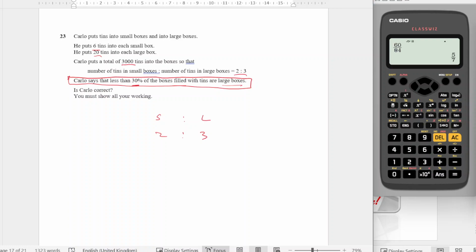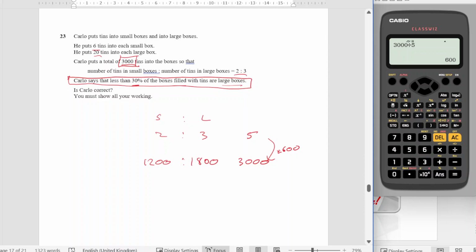Okay, so we've got a total of 5 parts. We want to split all of this into those 5 parts. So 3,000 divided by 5 equals 600. So we times them by 600. That means that we've got 1,800 tins in small boxes and 1,200 in large boxes.